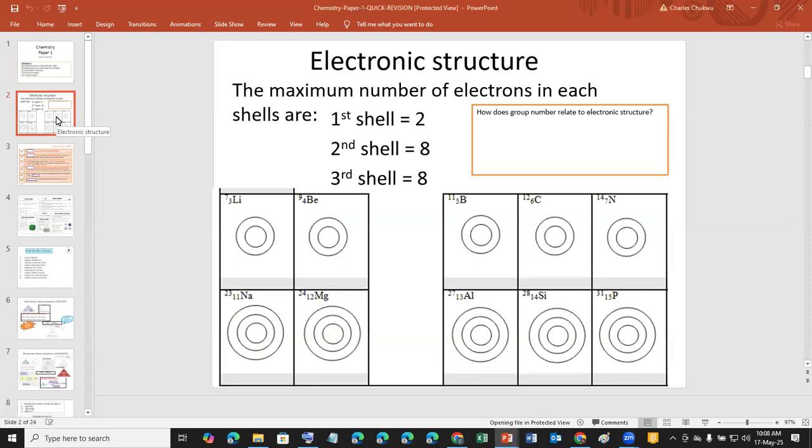All right. So remember the electronic structure of an atom, where you have the nucleus having the neutrons and the protons. Don't forget the nucleus is where you have the neutrons and the protons. And the sum of the number of protons and number of neutrons would form your atomic mass.